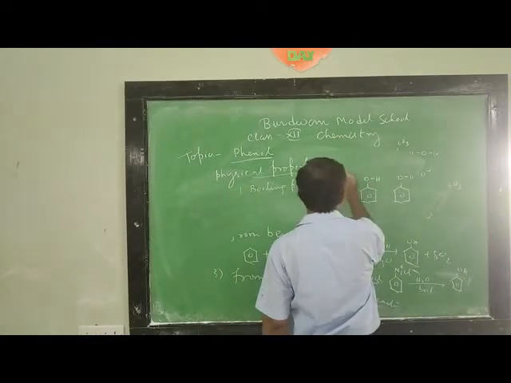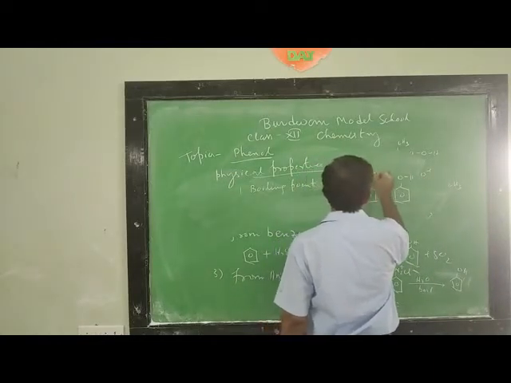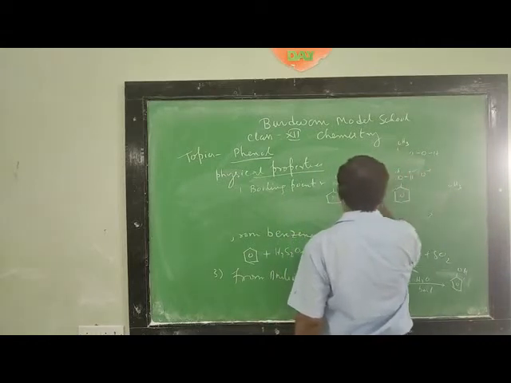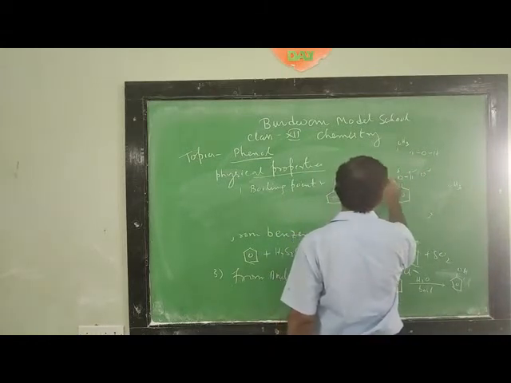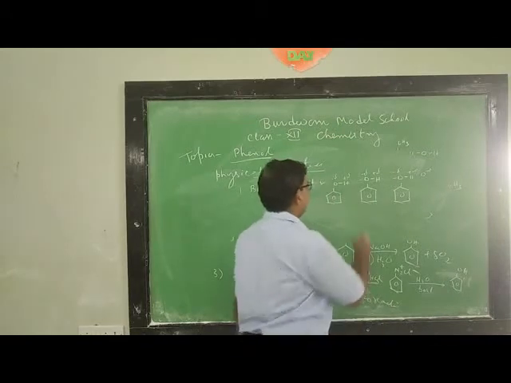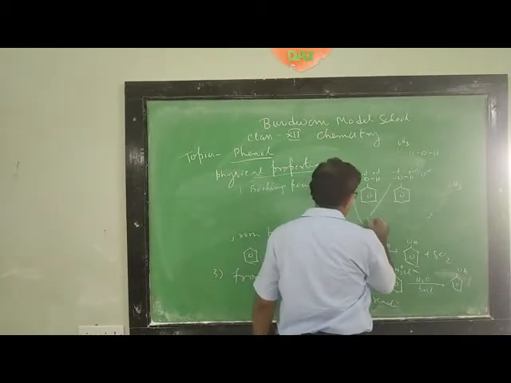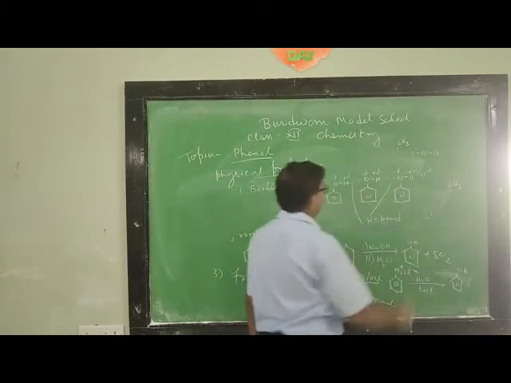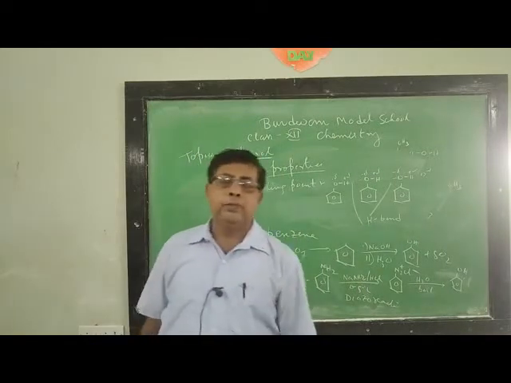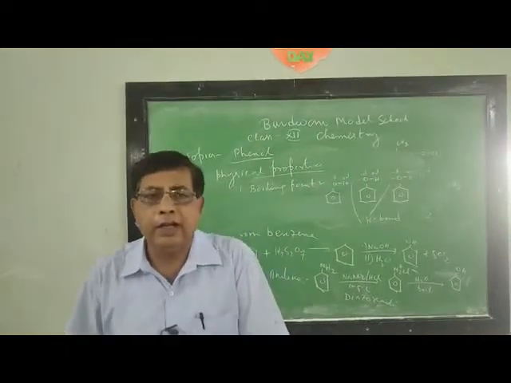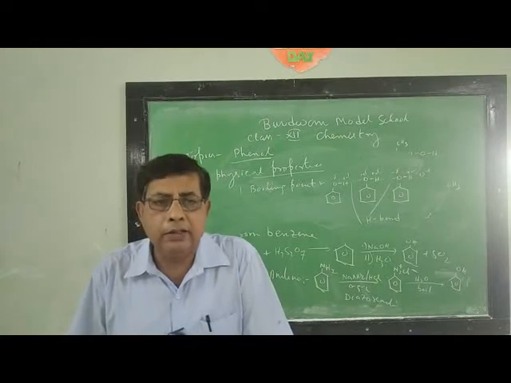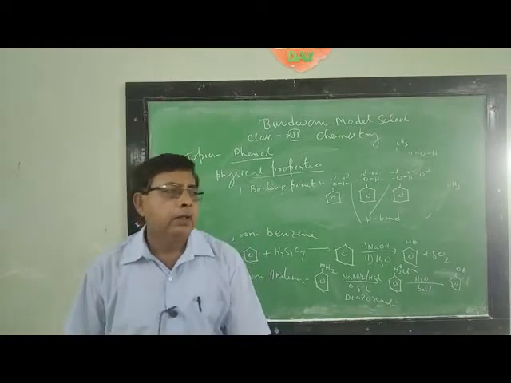Now this OH bond is polar, so there will be hydrogen bond between the hydrogen atom of the first phenol and the oxygen atom of the second phenol. This bond is known as hydrogen bond. So due to the presence of hydrogen bond, phenol has a comparatively higher boiling point than haloarene.